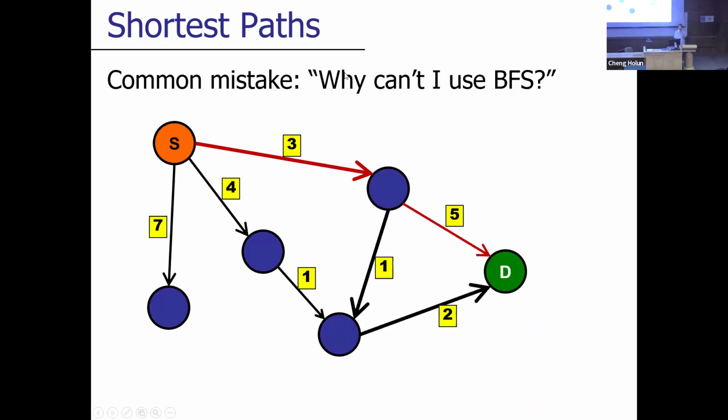Why can't I just use breadth search? Yesterday, we say that breadth search can find shortest path. Why?